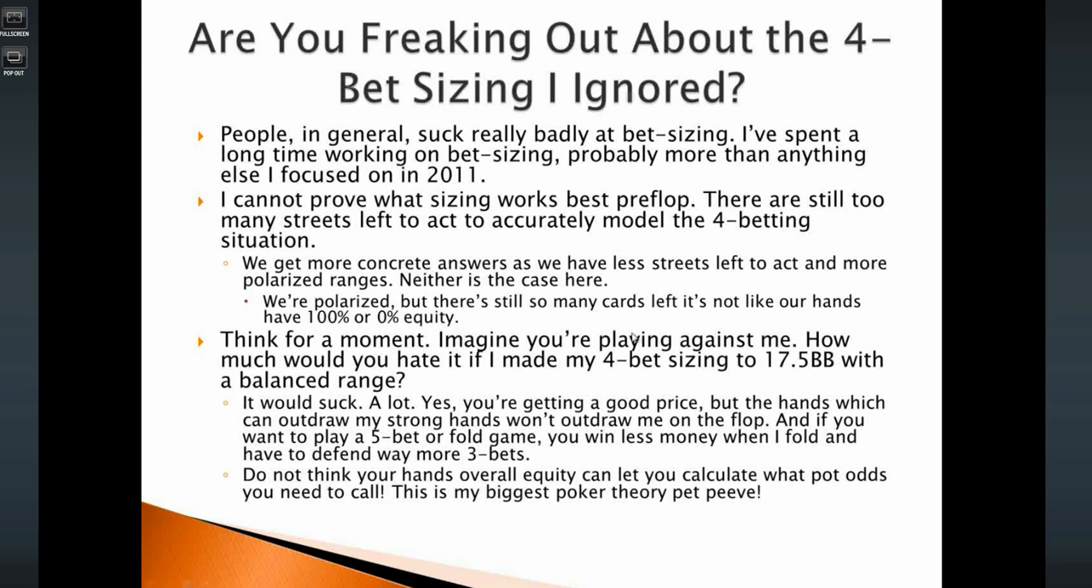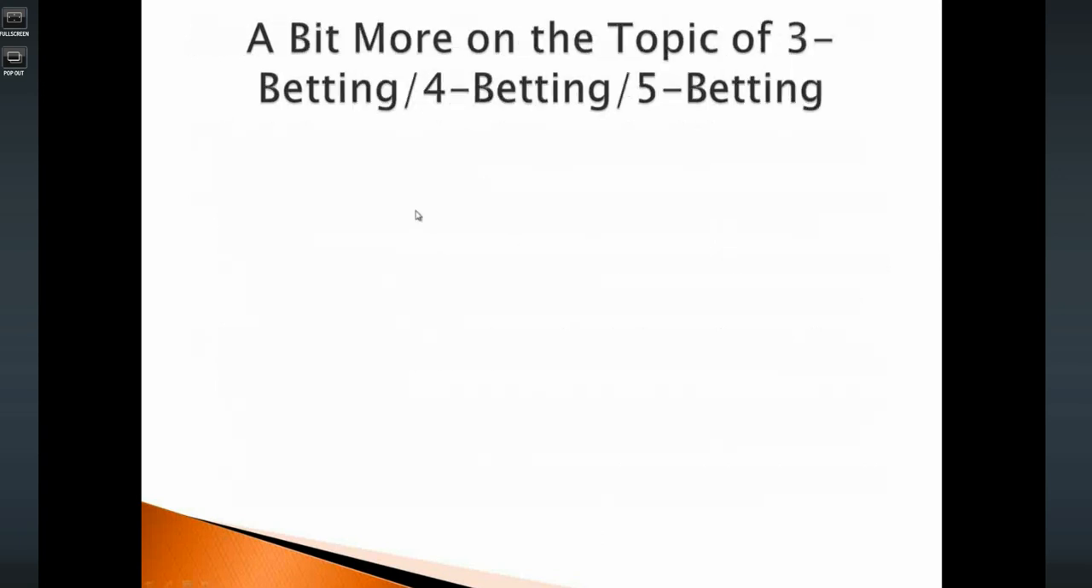So this 4-bet sizing is, of course, quite a lot different than what I talked about in my original preflop series, because that was back when everyone 4-bet to 25 big blinds or so, which is not a good sizing. I remember when I actually thought a 25 big blind 4-bet was small. It's not. A bit more on the topic of 3-betting, 4-betting, 5-betting.